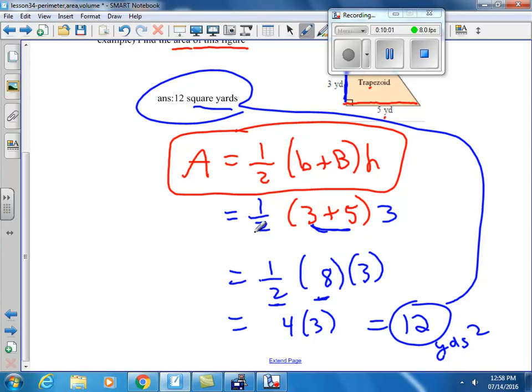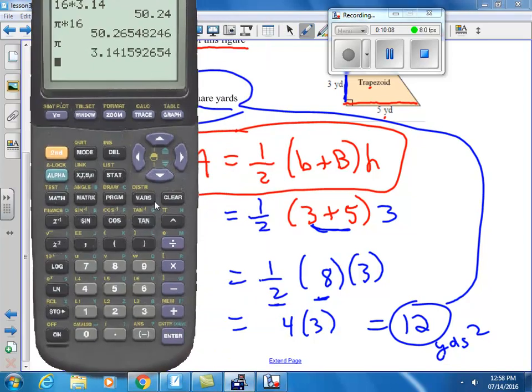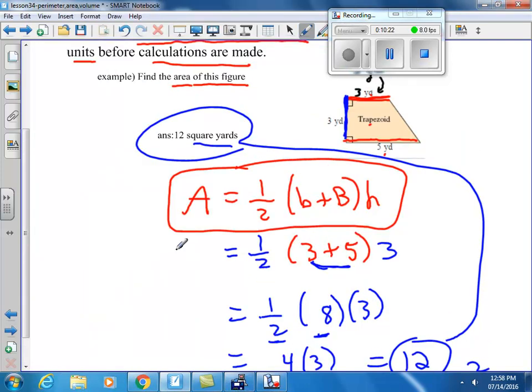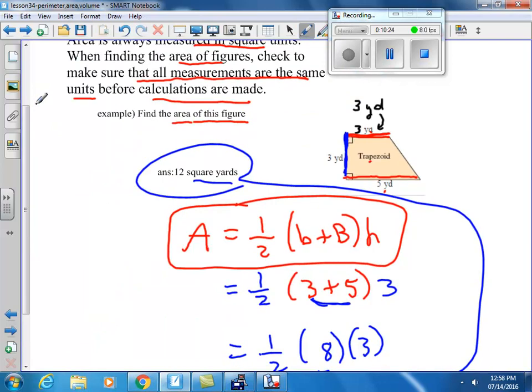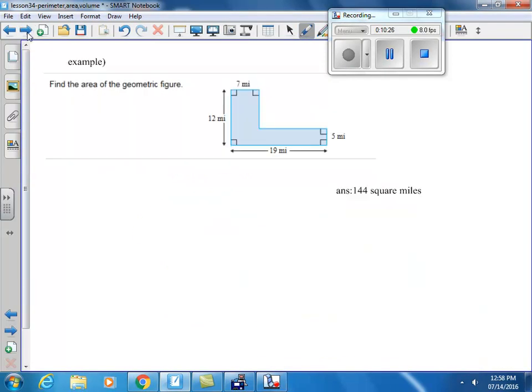I'm assuming you guys are comfortable with fractions now, but instead of saying a half times 8, you could say 0.5 times 8. You could literally key it all in and then times 3. But no matter what, I'm still arriving at 12. All right, I hope that helps. Let's go ahead and move to the next slide.